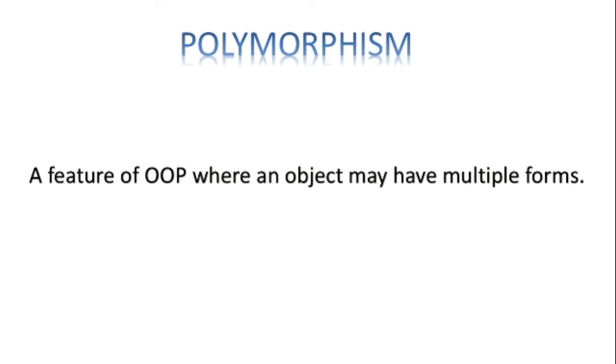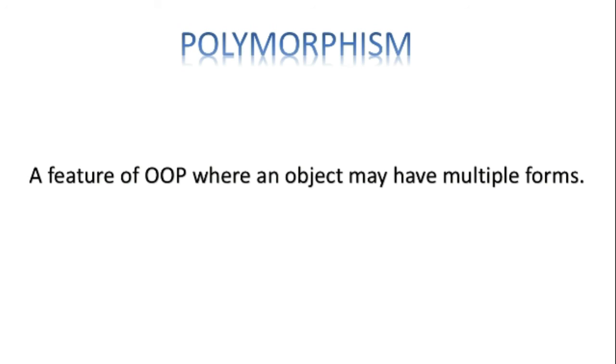Now polymorphism. In polymorphism, you can see there are two words. Poly means many, and morph means forms. So from here only we can get the definition. It means something that has many forms. That is the definition of polymorphism, a feature of object oriented programming where an object may have multiple forms.